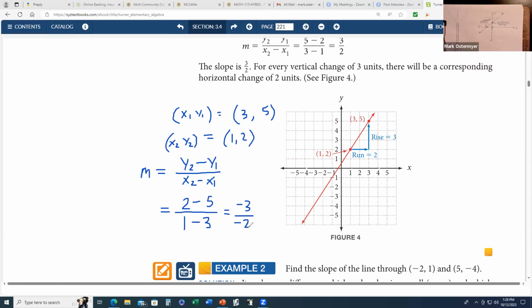But I got a question for you, ladies and gentlemen. Isn't -3 over -2 the same thing as what? What is this really equal to? This is also equal to what? Positive 3/2? Isn't that true?